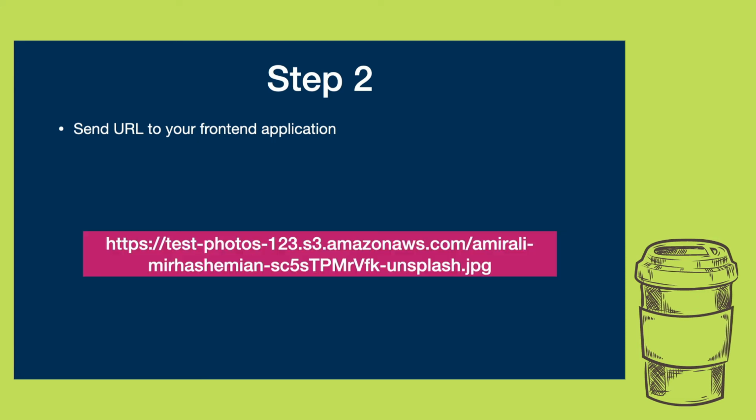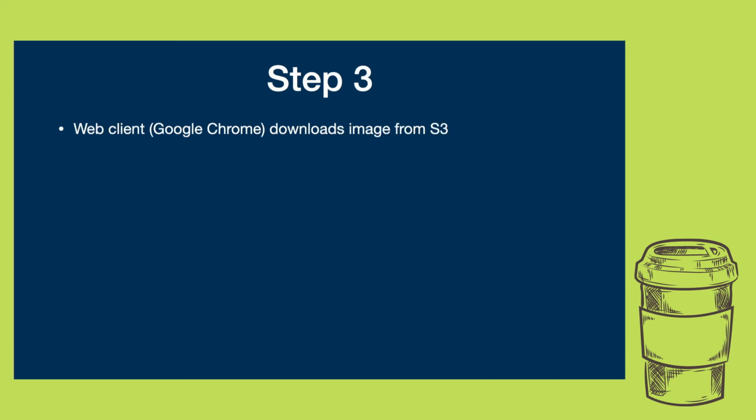This is an example of the URL. If you recall, when we talked about constructing the URL, my bucket was called testphotos123. So you have that bucket name, and then you have s3.amazonaws.com. This is a static string. And then a slash, and you have the file name, which is what I input when I upload the file to S3.